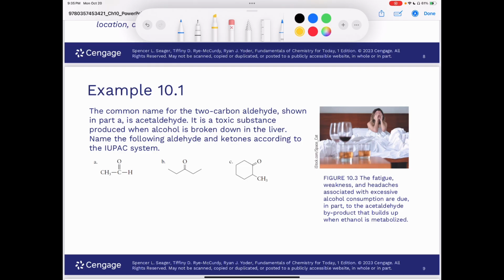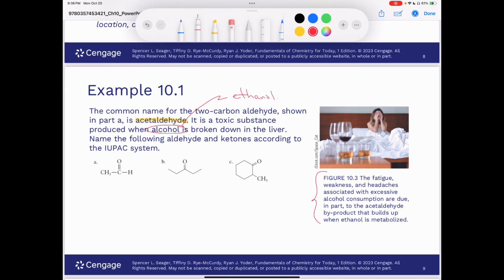All right, let's take a look at example 10.1. The common name for the two carbon aldehyde shown in part A is acetaldehyde. And acetaldehyde is a toxic substance produced when alcohol, or ethanol, is broken down in the liver. Acetaldehyde is what is largely responsible for the feeling that you experience when you have a hangover, as you can see this person is having here.